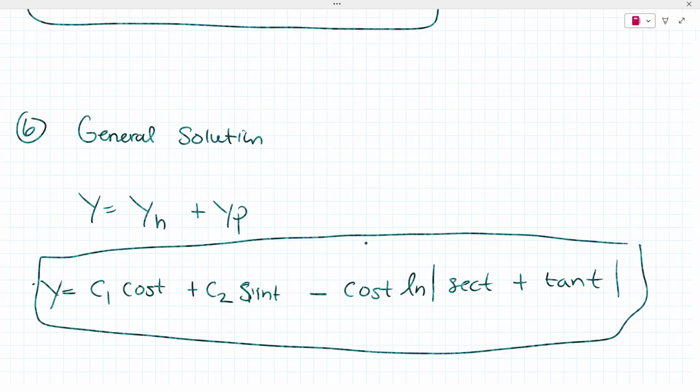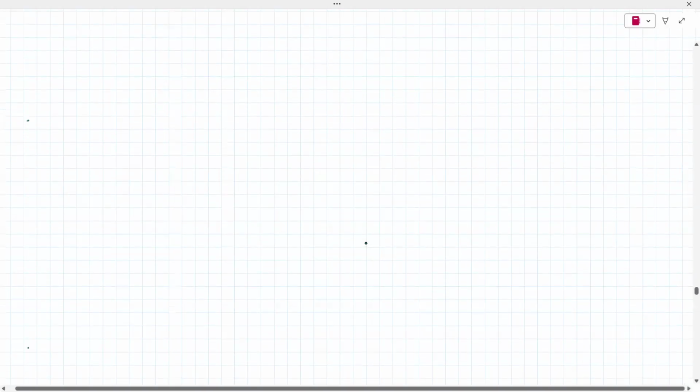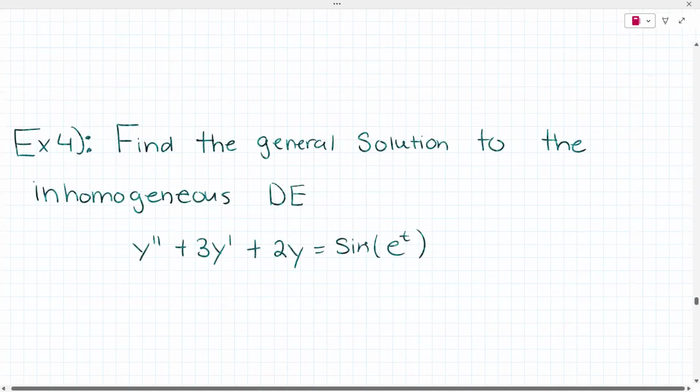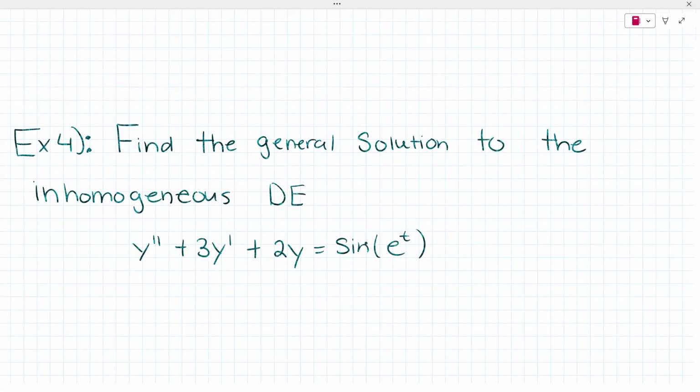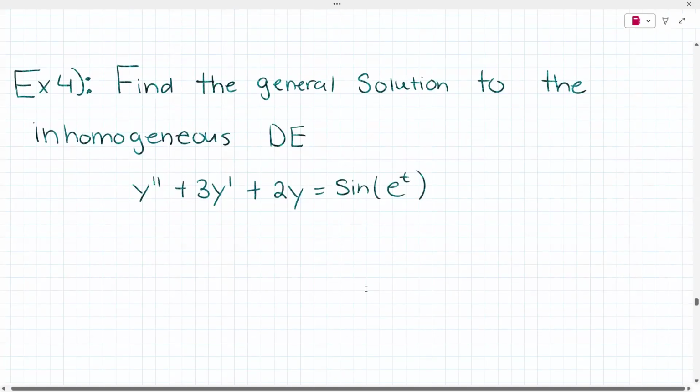Okay, let's do one more example, and I think this will be our last one for this lecture. Okay, example 4 says find the general solution to the inhomogeneous differential equation. I lied. I think we're going to have a total of 5 examples, so there are 2 more examples. We have y double prime plus 3y prime plus 2y equals sin of e^t.